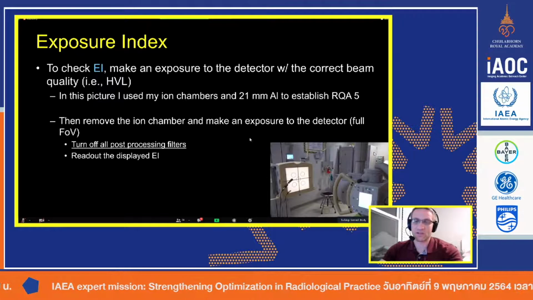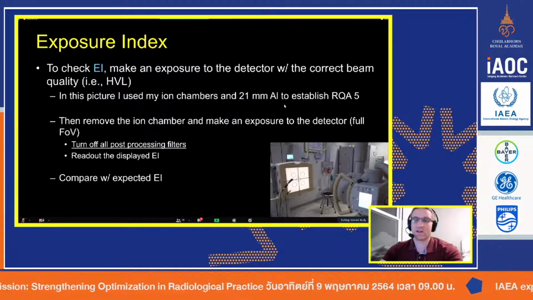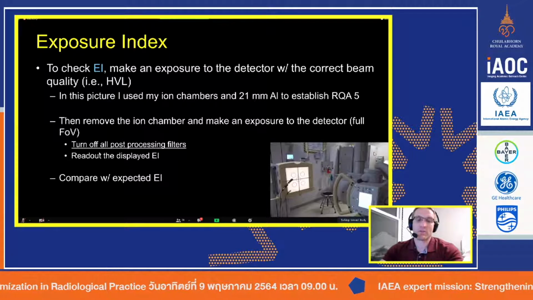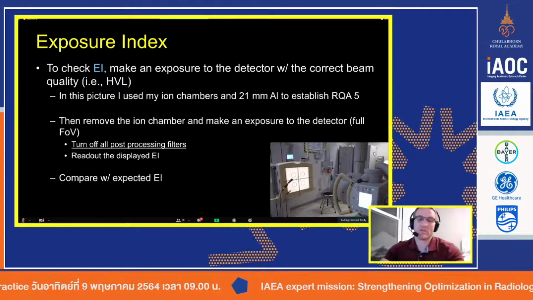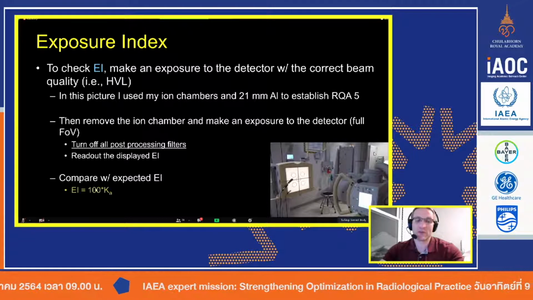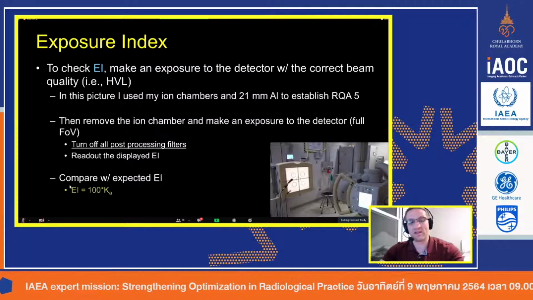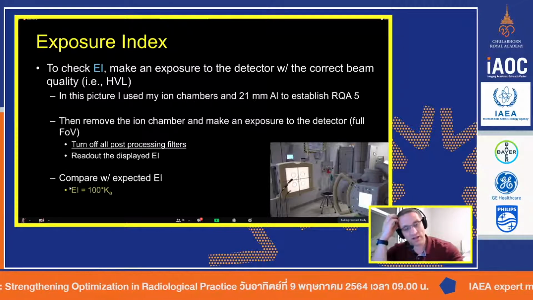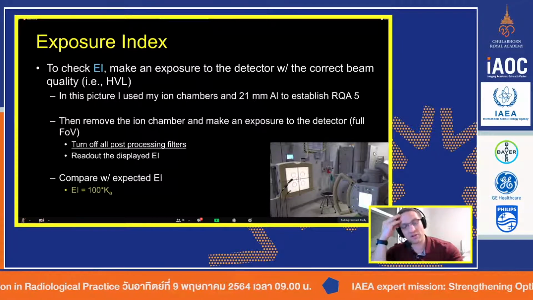That is the dose to the detector based on, say, an RQA5 or whatever the beam quality the vendor asks you to use. And you can compare that uniform blank, unprocessed exposure to what EI should be if you just mathematically calculate it. So here's the equation. This is the IEC internationally accepted equation to calculate EI. All vendors pretty much today use this equation.